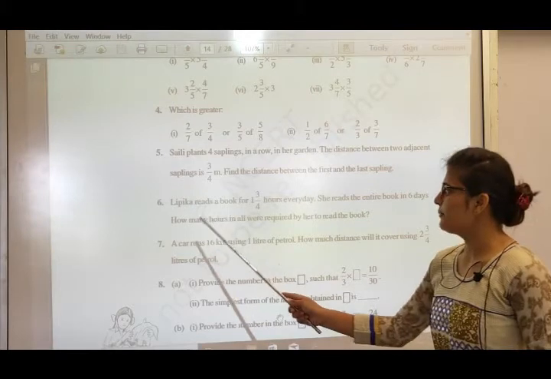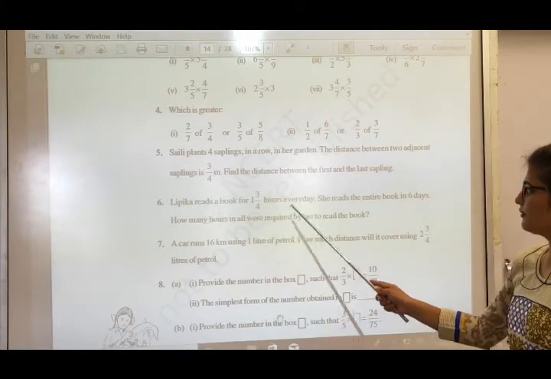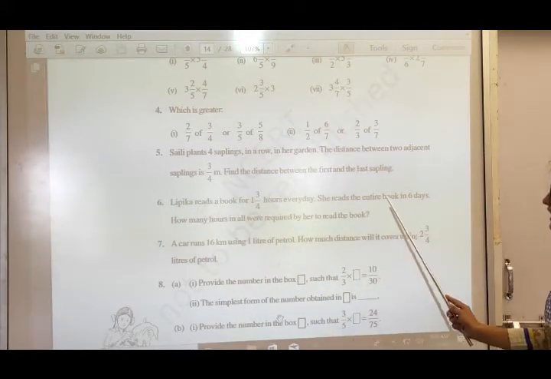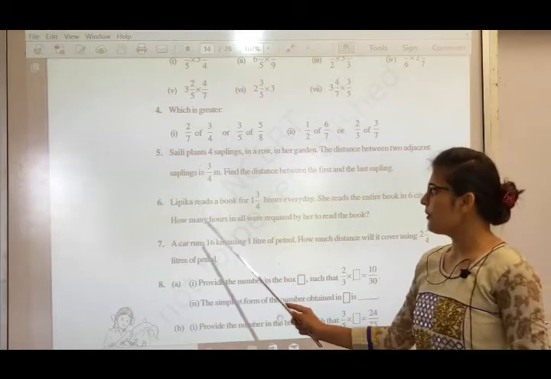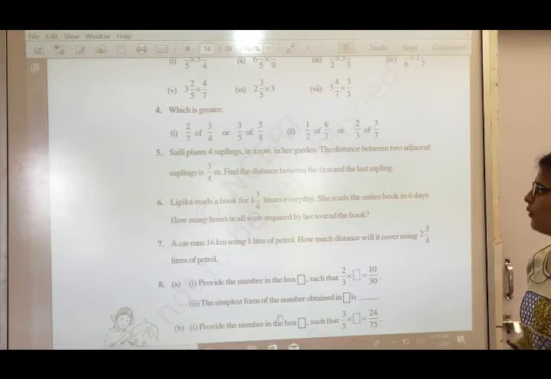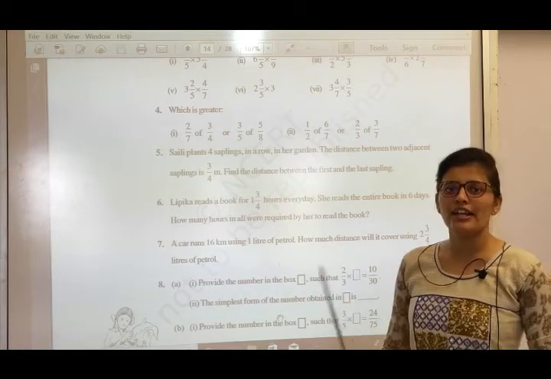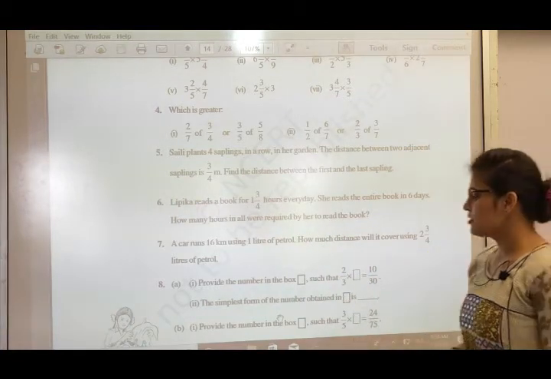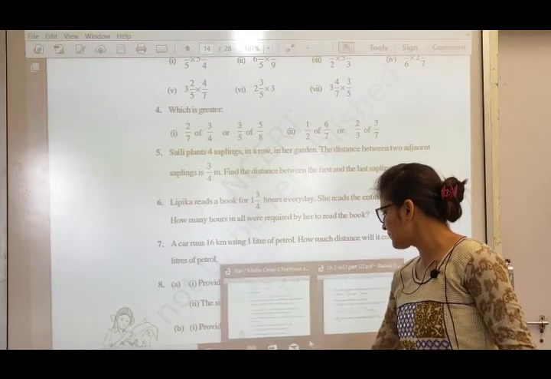Question number 6. Lipika reads a book for 3 by 4 hours every day. She reads the entire book in 6 days. How many hours in all were required by her to read the book? Now 1 day's hours are given. You have to find out the hours for the 6 days. So simply you have to multiply it.